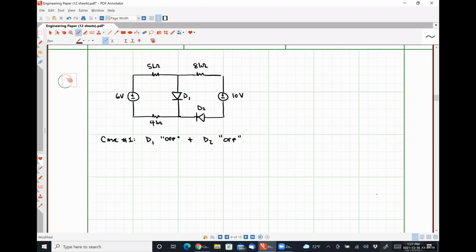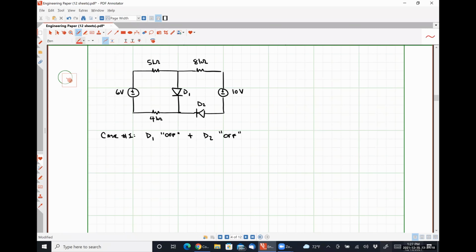So before I redraw it, I want to be clear about this. We are assuming that the diode voltage VD1 will have this polarity. The diode voltage VD2 will have this polarity. Our diode current ID2 flows in this direction, and our diode current ID1 flows in this direction. Because we are assuming both are off, for this to be true, VD1 needs to be negative and VD2 needs to be negative. So if we find that either of these diode voltages are positive, we have made the wrong choice somewhere.